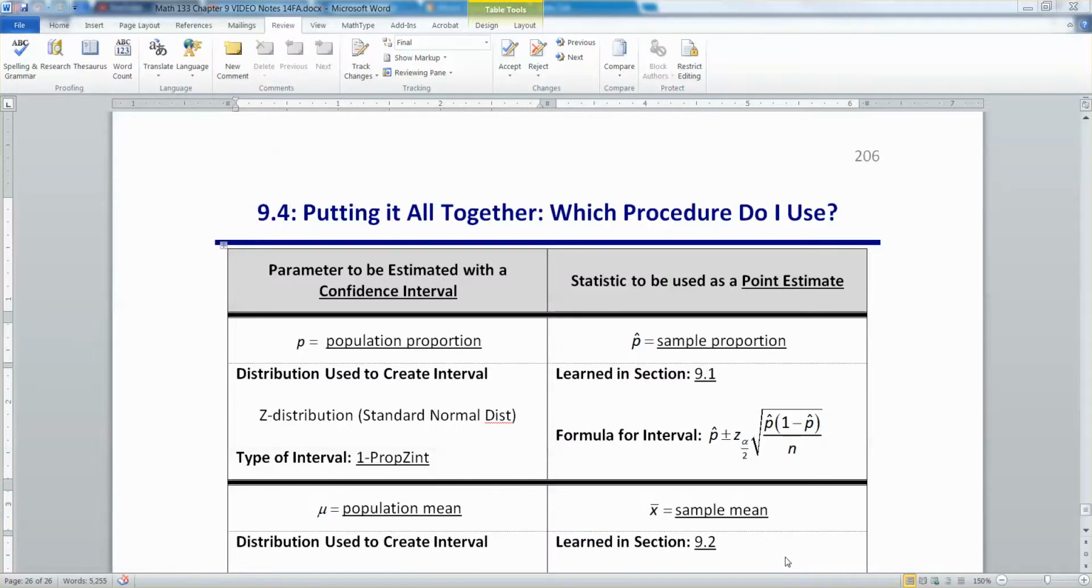In this last section of Chapter 9, we want to do a recap of some of the big highlights of what we've done in Chapter 9. In particular, we've learned 4 confidence intervals so far, and we want to be able to distinguish between them and know when to use which one.